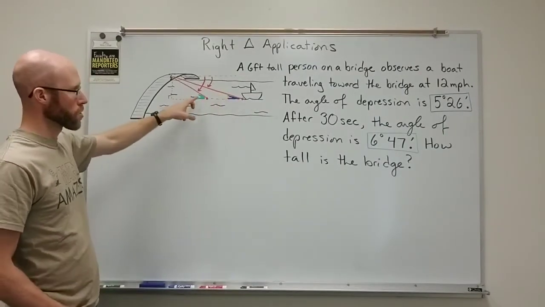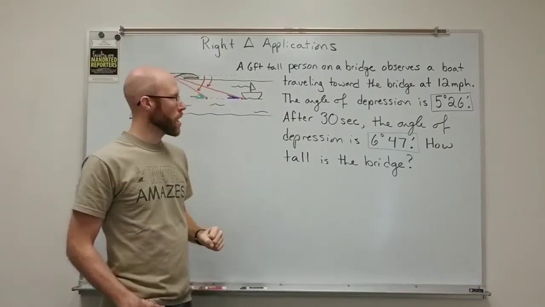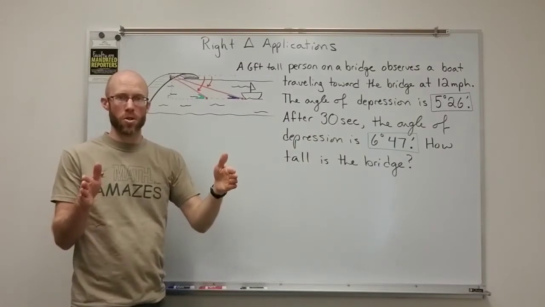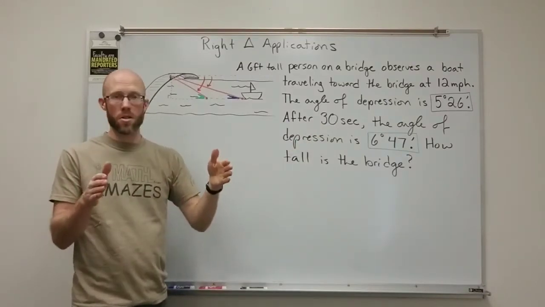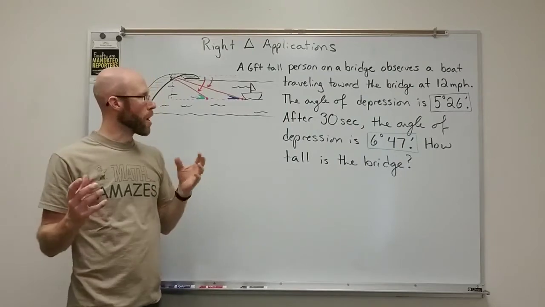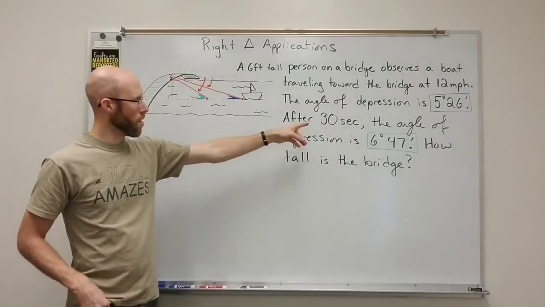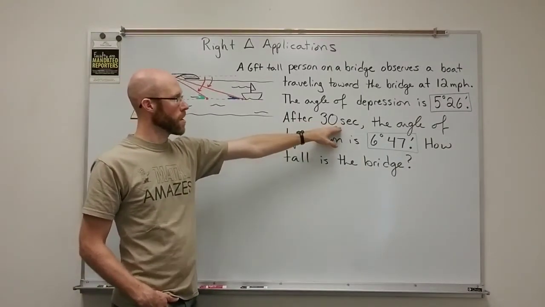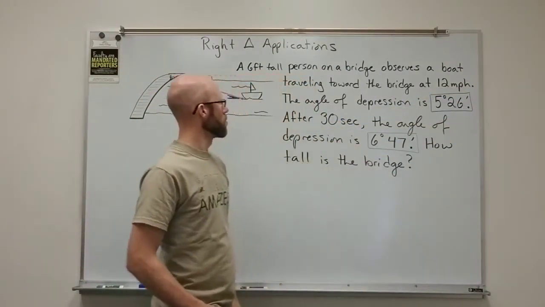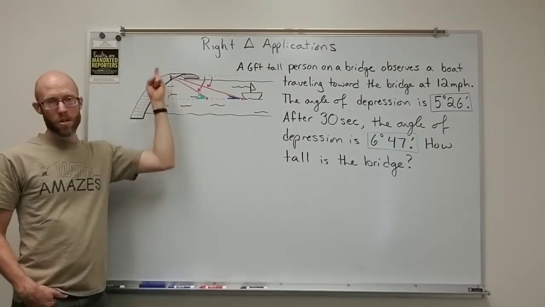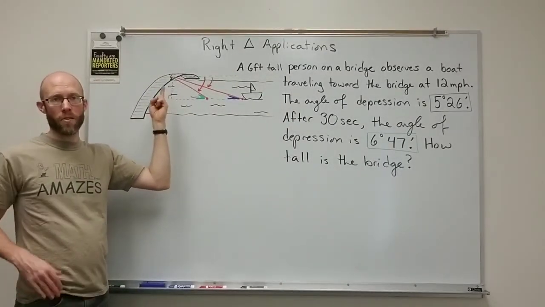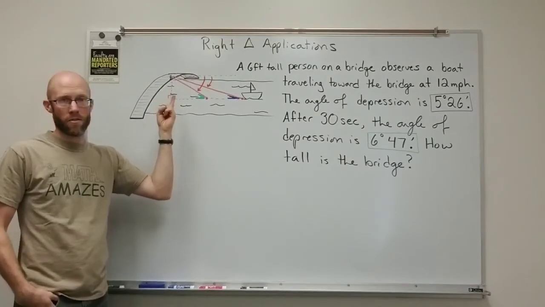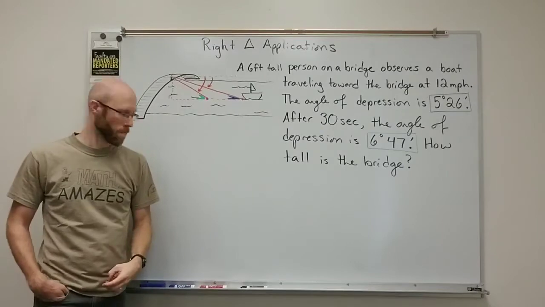We know it's traveling toward the bridge at 12 miles per hour, and it's traveling for 30 seconds. So we can find the distance between those two points, because distance is equal to rate times time. The problem is that these are all in very different units, right? I've got seconds here, I've got miles per hour here. Ultimately, this bridge is not going to be measured in miles, it's going to be measured in feet, right? How many feet it is up, not how many miles. So I really want to get everything in feet because feet makes more sense here.